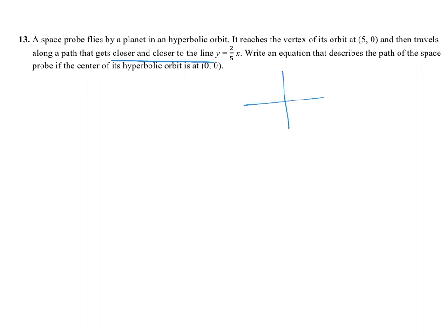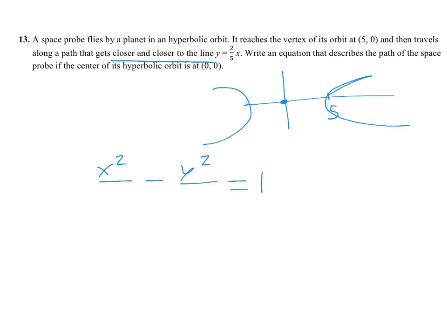So rough sketch, we know it's centered at (0, 0). We know there's a vertex at (5, 0). So because of that information, we know it opens to the right, and well, it's symmetric, so the other side opens to the left. All right, so because it's centered at the origin, and because it's horizontal, we know that we can start our equation with x squared minus y squared equals 1. We don't need parentheses because the center is (0, 0). All right, so now we just need to figure out a squared and b squared.